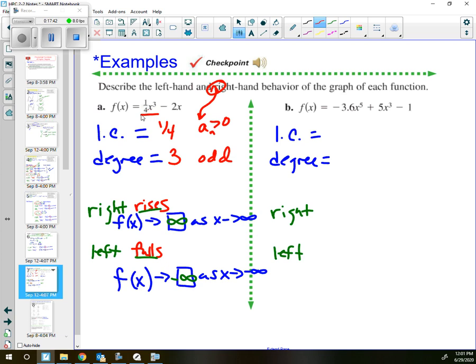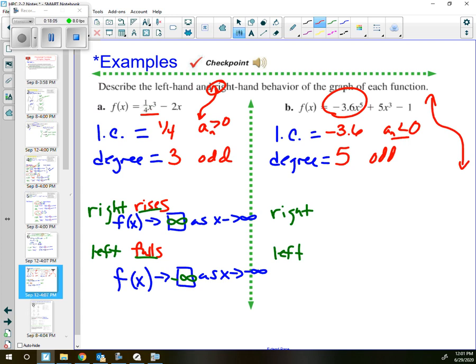All right, let's take a look at the second one. Leading coefficient, double check. This does look like it's the highest degree term. So the leading coefficient is -3.6. That means that a_n is less than 0, and the degree is 5. Okay, so that means it's odd. So it's very much like the last one, but because it's less than 0, that means our end behavior is going in the opposite direction. It's reflected over the x-axis.